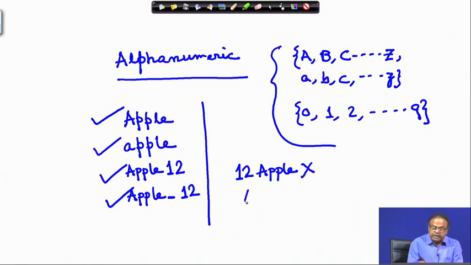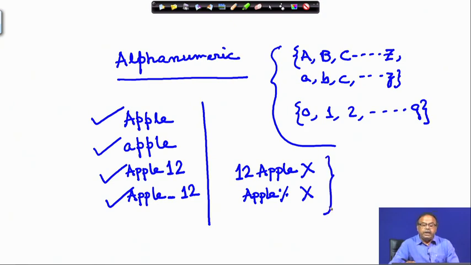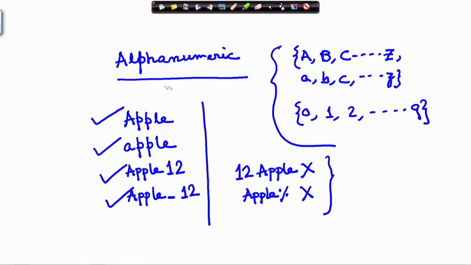Other special characters like, say, apple percentage is not a valid variable name. So, these are some of the rules. So, what are the rules of naming a C variable? It can consist of any alphanumeric characters, any length, but it must start with an alphabet, and only some specific special characters like the underscore are allowed, others are not.